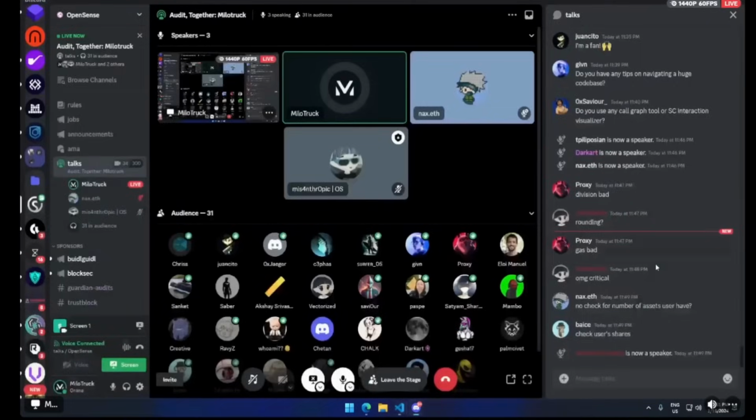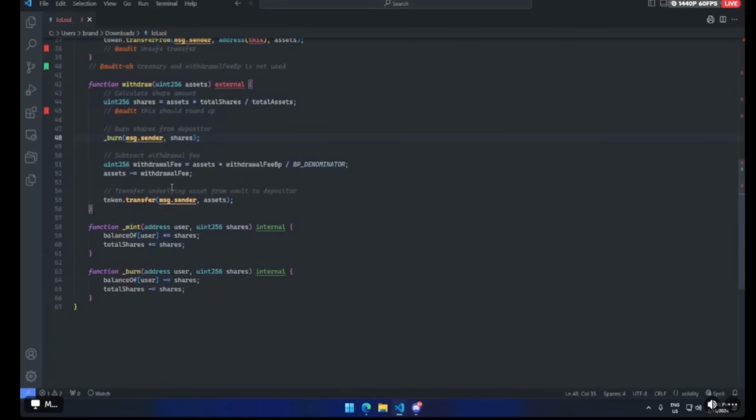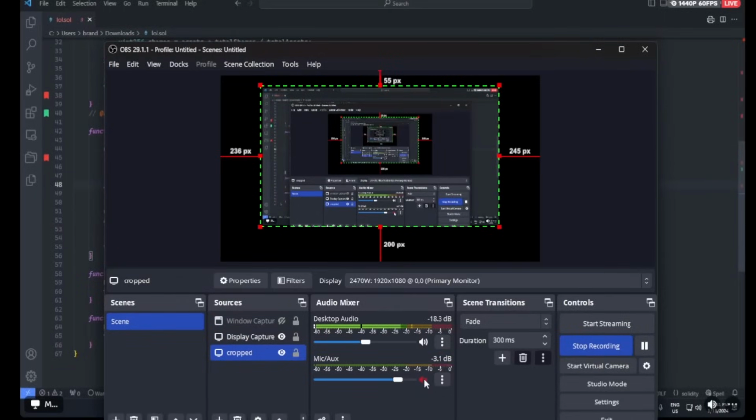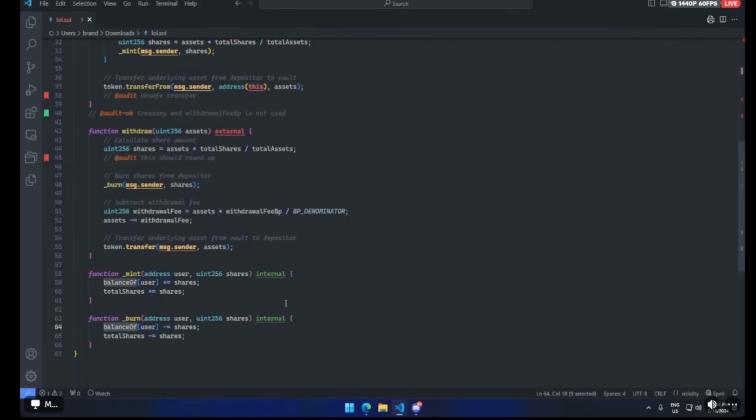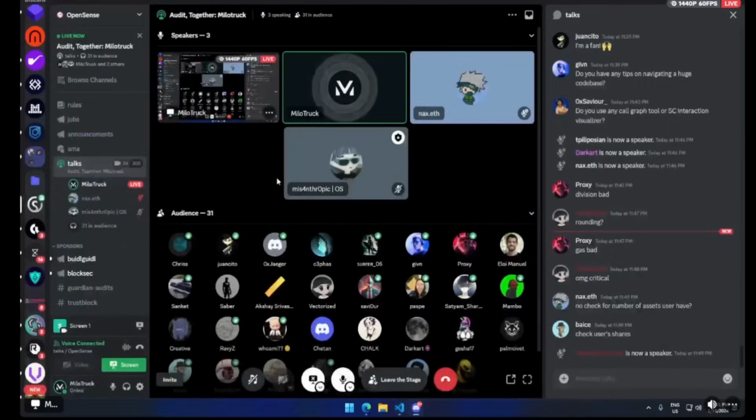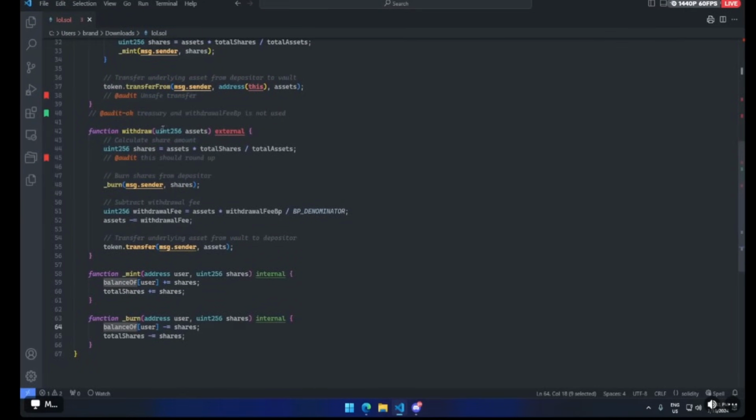Oh, by the way, the person has said no, check for number of assets. I realized it also, but then I realized that it will revert here. So that's not a real bug. But that's a good spot though, because while coding this, I did not intentionally put that in, but I realized afterwards.